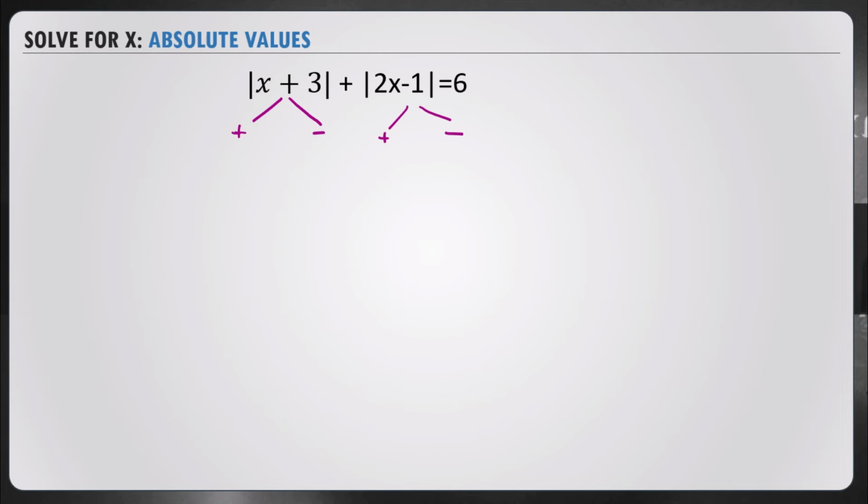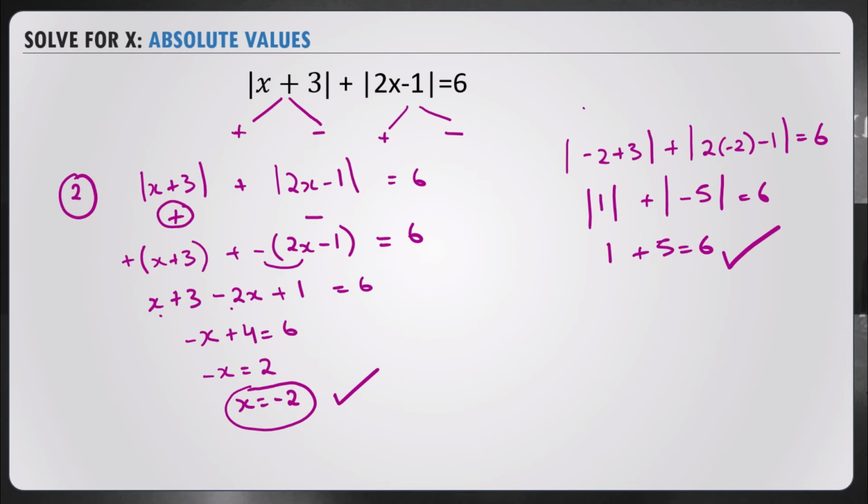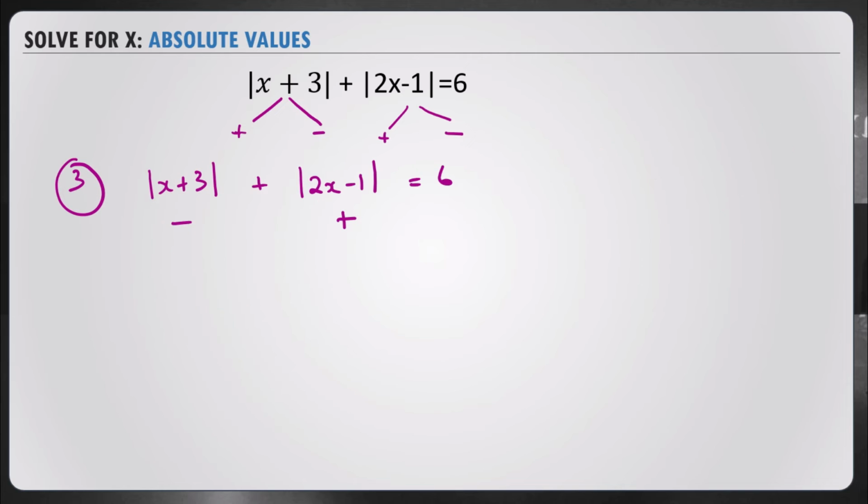Let's see the third possible solution. The third possible solution is, let's make x plus 3 negative and 2x minus 1 positive, should be equal to 6. So let's go back. First step was positive and positive. Second, positive and negative. And now we're trying negative and positive. So negative times x plus 3 will give me negative x minus 3 plus 2x minus 1 is equal to 6. This gives me x minus 4 is equal to 6. So x is equal to 10.